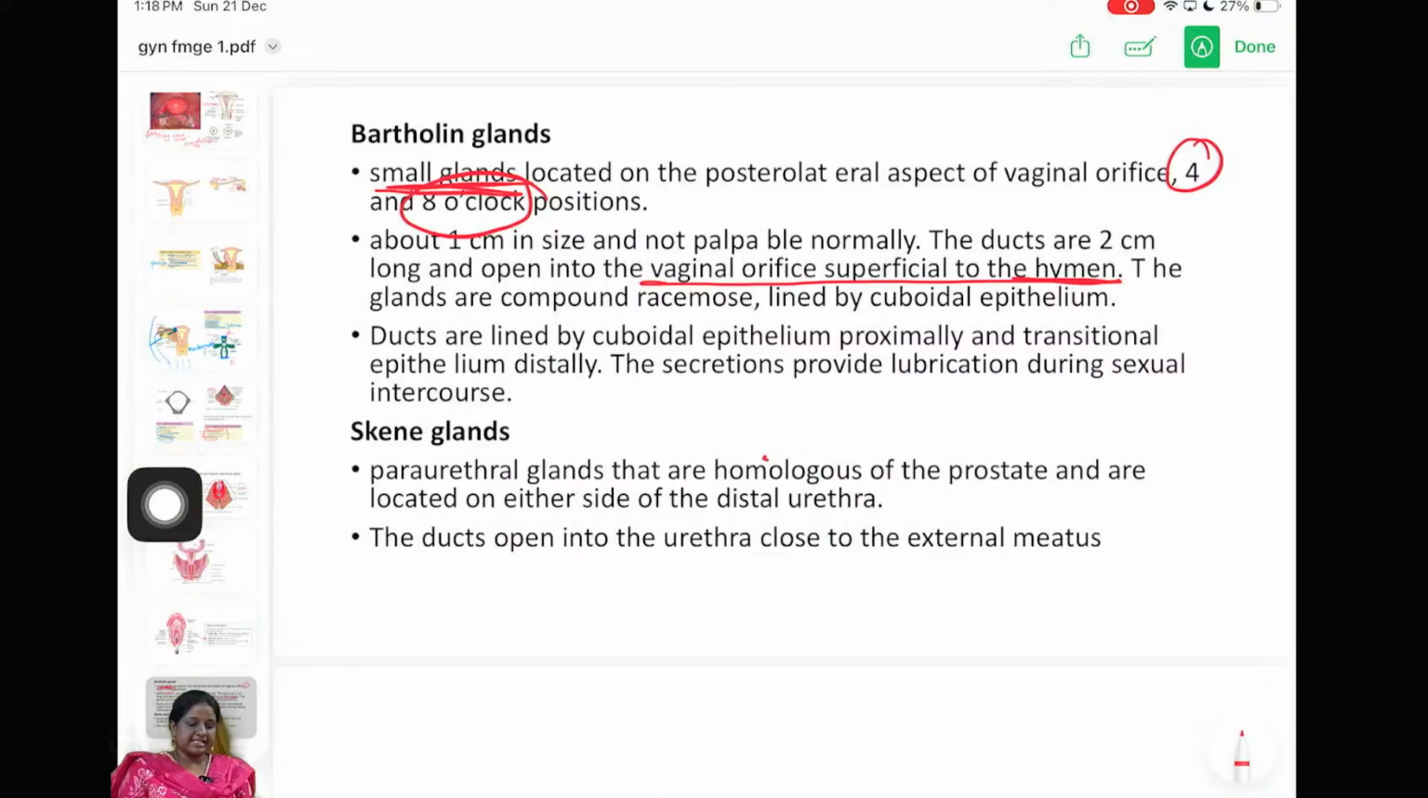That is not exact, it is said like anterior 2/3 and posterior 1/3. That is the position where there will be a swelling, and that is what is called a Bartholin cyst. Understood? Next is going to be Skene's glands. Skene's glands are paraurethral glands, similar to the prostate in males. They open near the external urethral meatus.